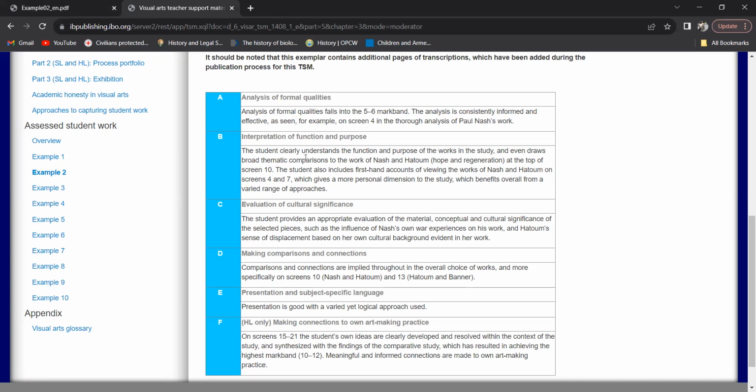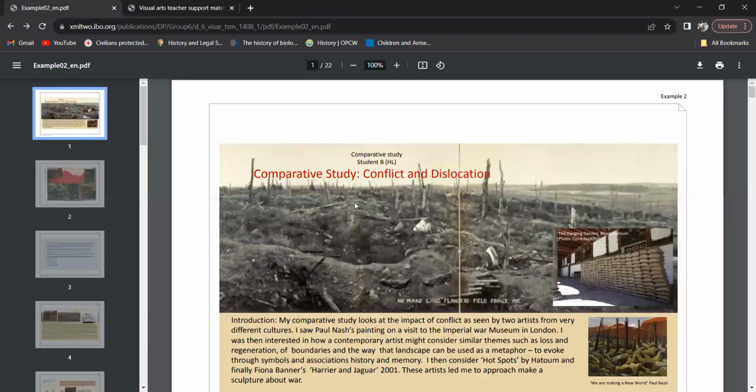Interpretation of function and purpose. We've seen that multiple times. They don't leave anything out. They give firsthand accounts of viewing works from these two artists. There's an evaluation of the cultural significance. There are plenty of comparisons and connections made. We have a presentation with very good language, and then making connections to own art making practice, which we saw in the end there. That was really detailed, and I do not doubt that this project deserved the score that it got.